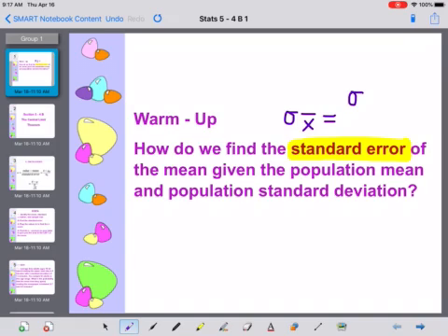And the way you calculate baby sigma x bar is you take the population standard deviation, baby sigma, and you divide it by the square root of your sample size, and your sample size is n. So, baby sigma x bar is equal to baby sigma divided by the square root of n.